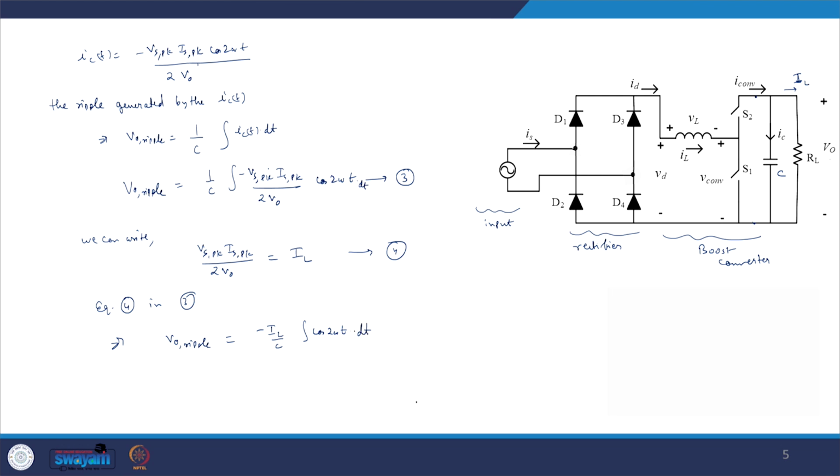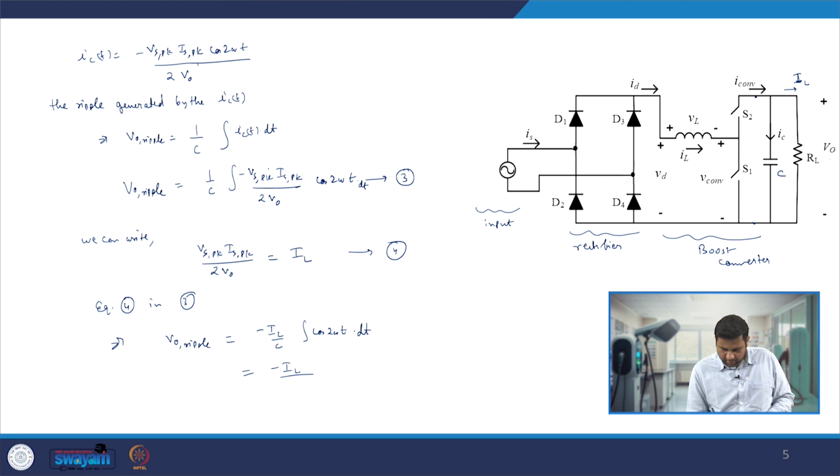Now we can do the integration. We will complete the integration, so we will get the 2 omega outside, and then this will be nothing but sine 2 omega t.